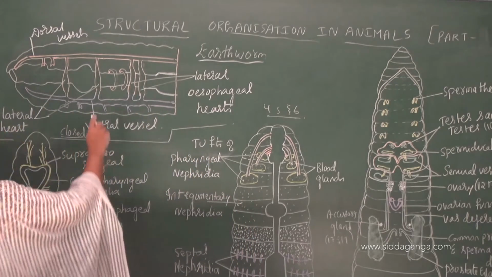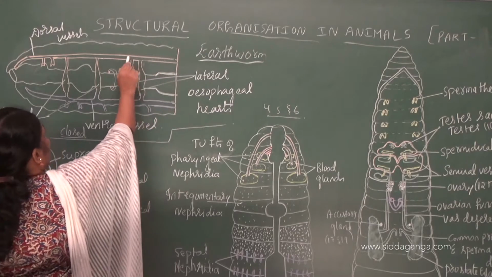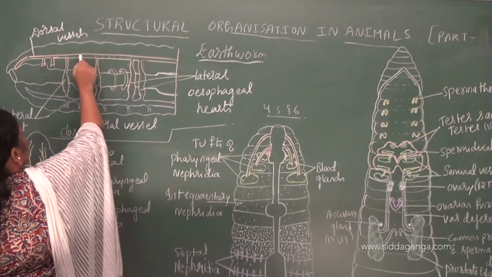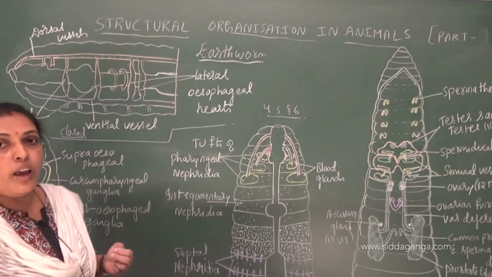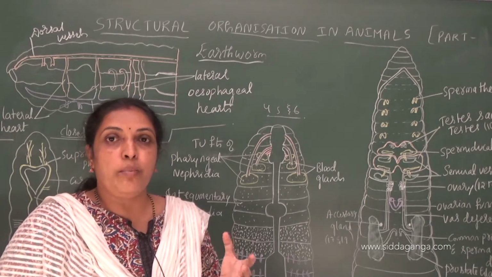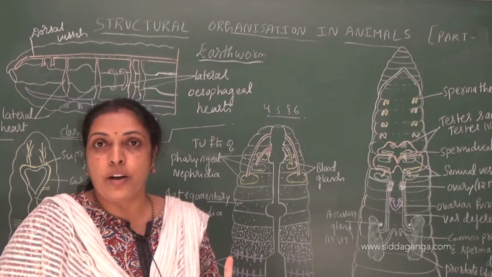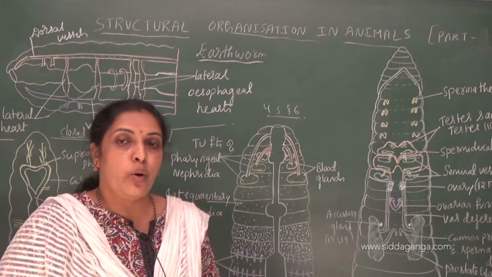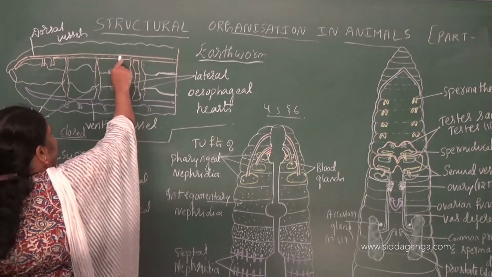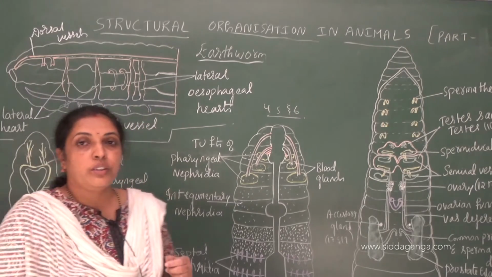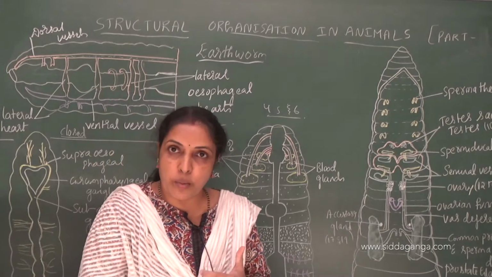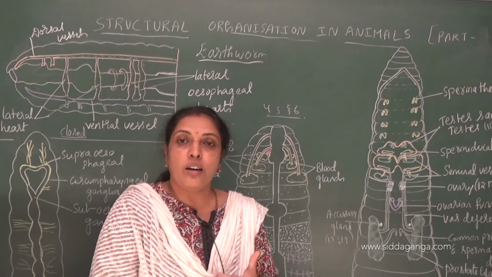As we see closed type of circulatory system, the blood flows in blood vessels. We see well-developed blood vessels. The blood flows in one direction within the blood vessels. It is not open type, it is closed type in earthworm. So blood always moves in one direction. Understood? So coming to the circulatory system, in earthworm we see closed type of circulatory system with heart and blood vessels.